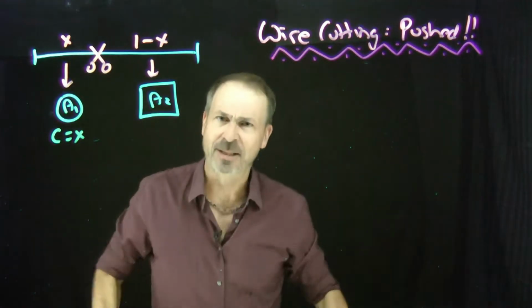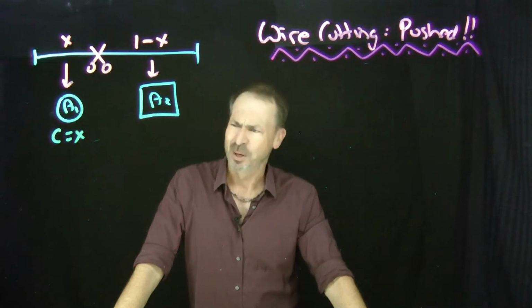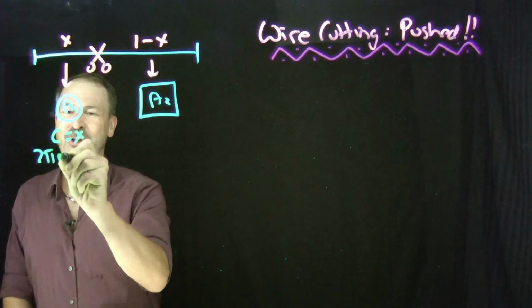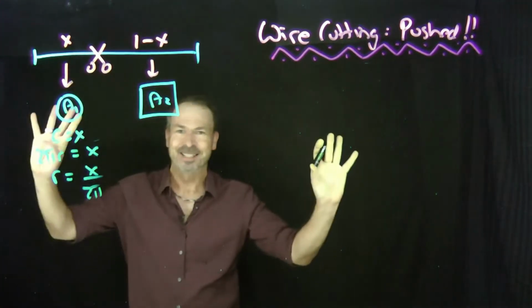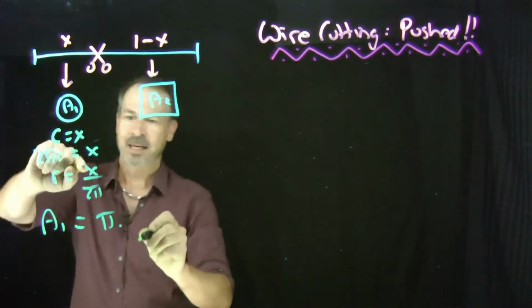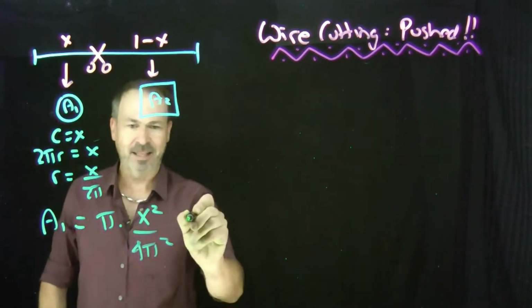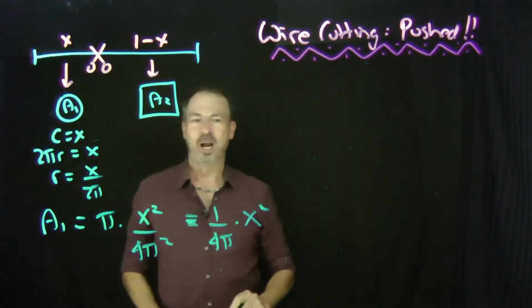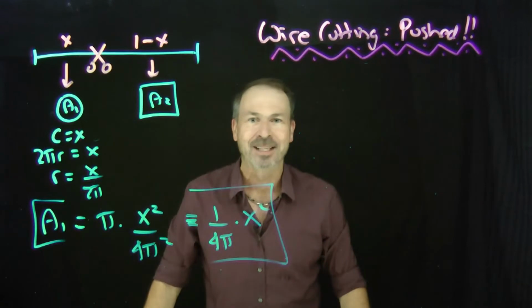But I want the area of that circle, and the area is pi r squared for a circle. I need to know its radius. Do I know its radius? Actually, I do. Circumference is 2 pi r, so 2 pi r is x, so r must be x over 2 pi. Got the radius. In which case, area 1 is pi r squared, pi x squared over 4 pi squared. Some pi's cancel. This is 1 over 4 pi x squared. Area 1 is 1 over 4 pi x squared. Great, we've got a formula for it in terms of our variable x.